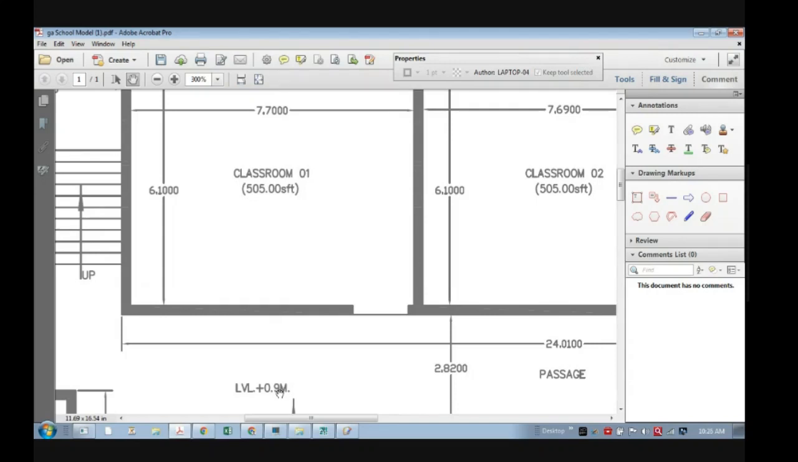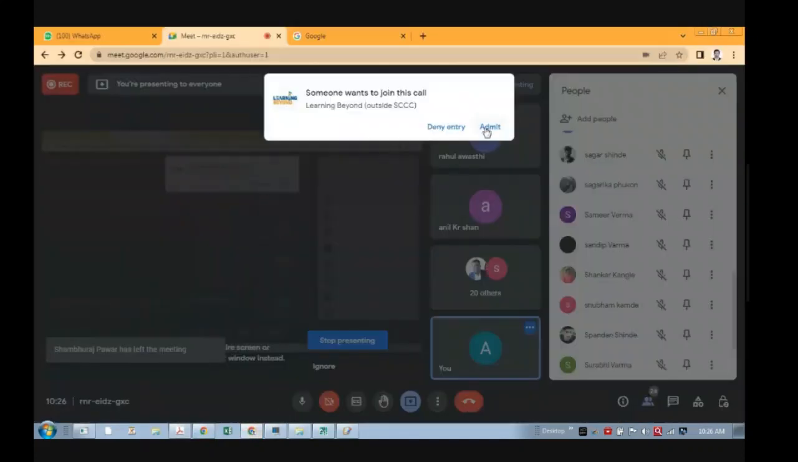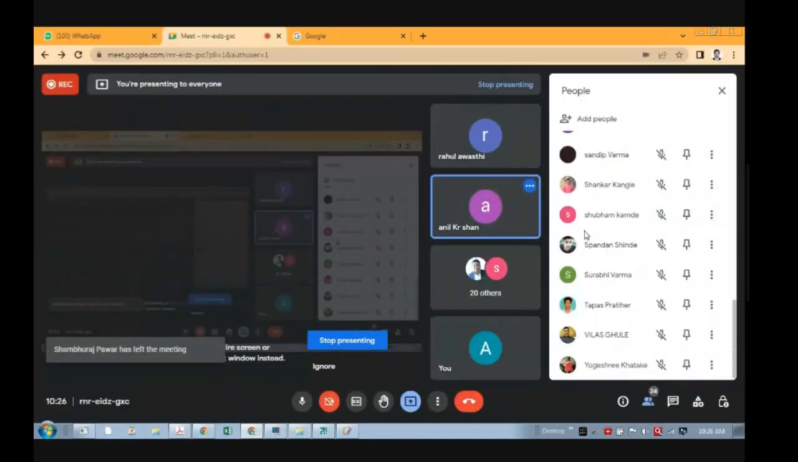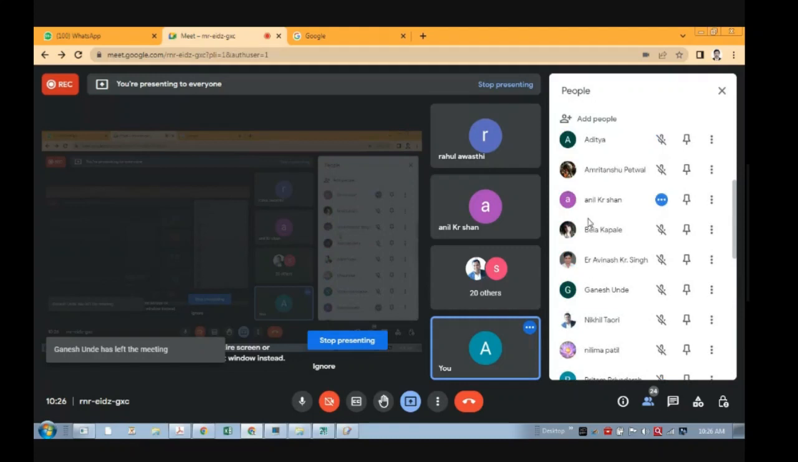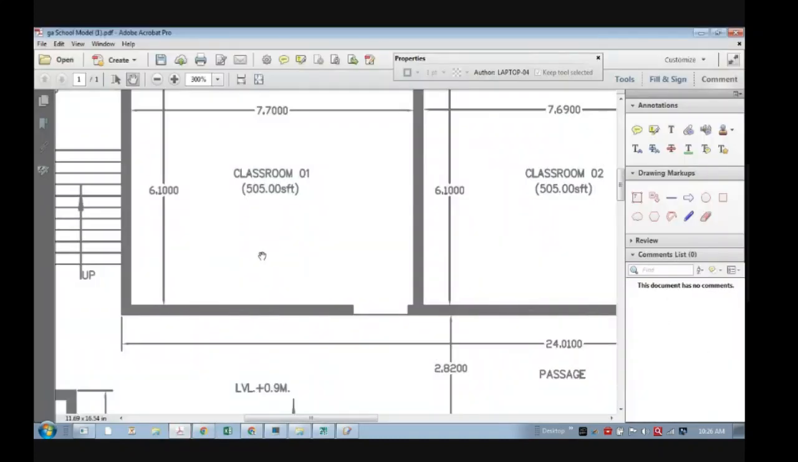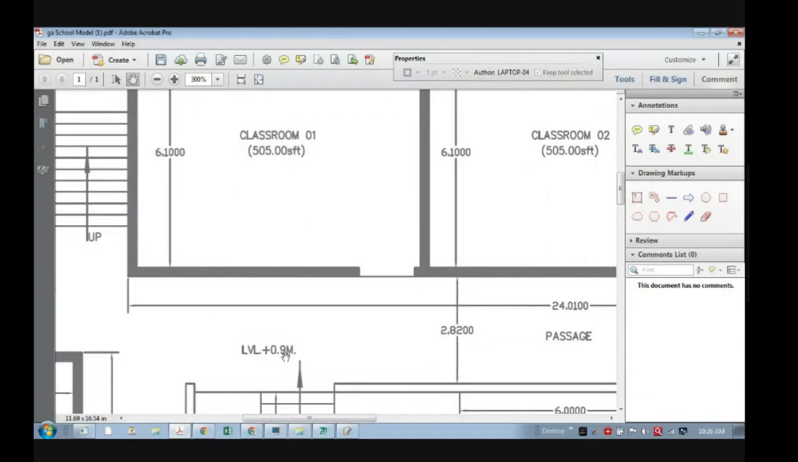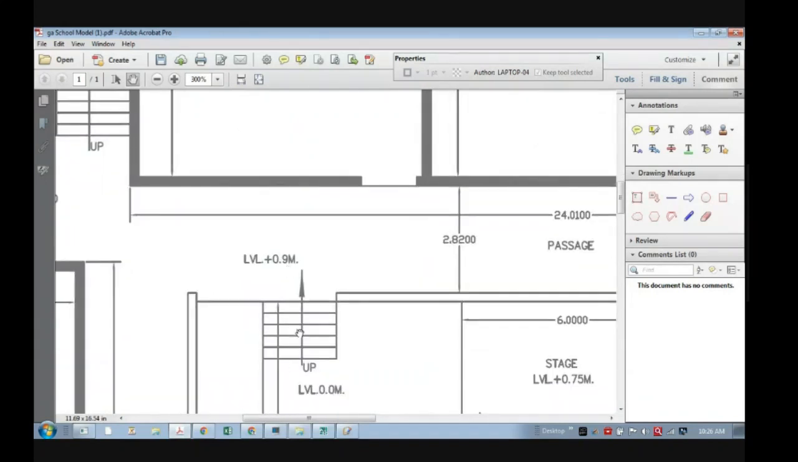150, 7 inch. Yes, sir, 150 mm. 150 mm, yes, standard size. So it is 150 mm, and that means for 0.9 meter we require 6 steps, right? 1, 2, 3, 4, 5, 6. So the architect has also suggested this.